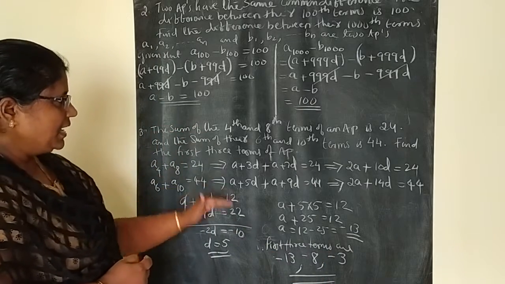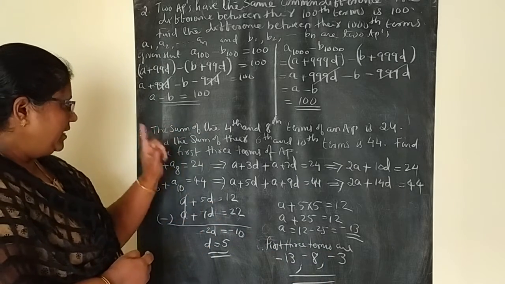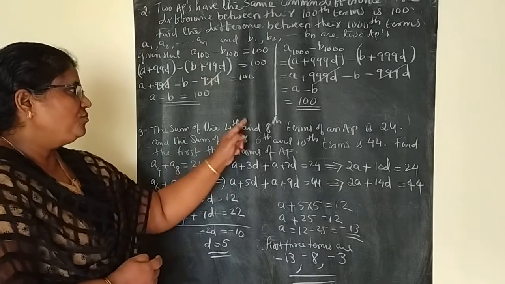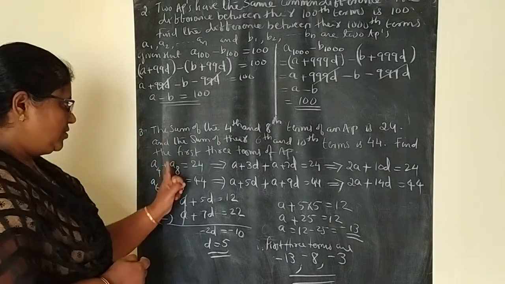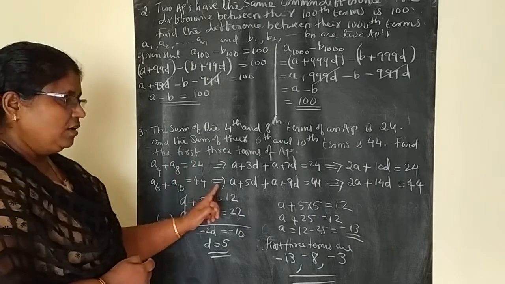Understood? The same type of question we did, but here the only thing is the sum of two terms is given. So you have to convert the sentence into an equation and solve both.